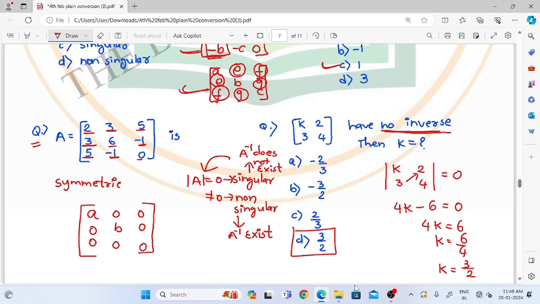So for k is equal to 3 by 2, the inverse of this matrix does not exist. If the question is for which value of k the inverse exists, then except this value, the inverse will exist for the remaining values. For k is equal to 3 by 2, we will get determinant is 0. So for this k is equal to 3 by 2, inverse does not exist.